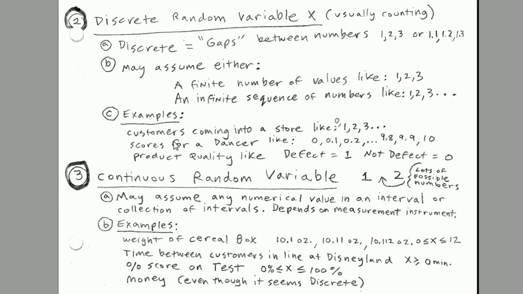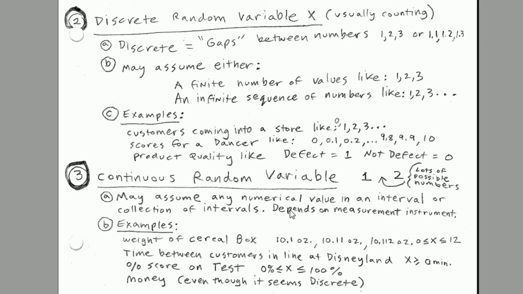Examples of discrete: customers coming into the store. We could have 0, 1, 2, 3. Scores for a dancer, right? 0, 0.1, 0.2. Even though this doesn't seem like counting, it is. We're 0, 0.1, 0.2, et cetera, all the way up to 10. We could also have product quality like defect equals 1, not defect equals 0. Now, the discrete random variables, what we're going to be talking about in this chapter. Chapter 6, our next chapter, we'll talk about continuous random variables.